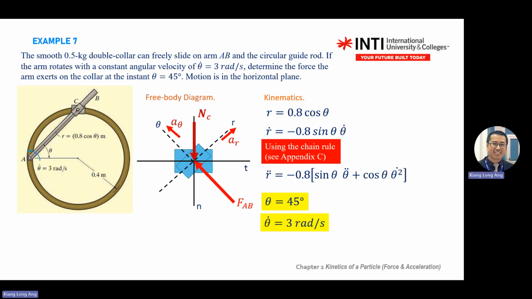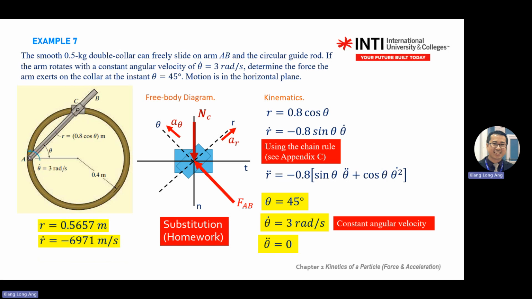You substitute the angle there, and theta dot is given. And you differentiate one more time. This is a constant value, so theta double dot is 0. You differentiate a constant with time, you get 0. So once you get 0, you can cancel. Sine 0 equal to 0, cos 0 is 1. Go and substitute. You get your r and r dot.